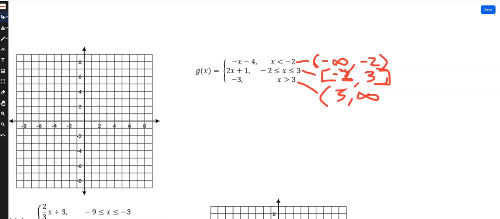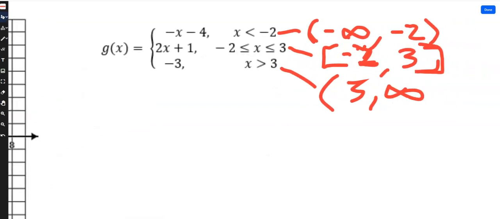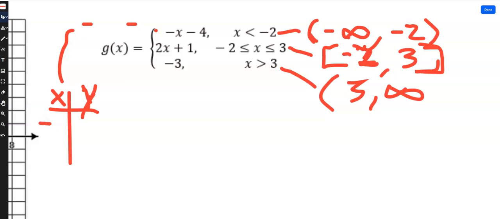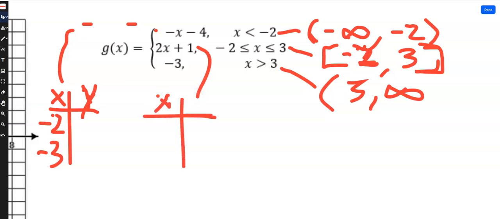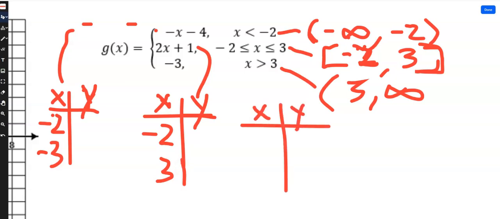And now we can start making our tables. So for the first one, I'm going to make my XY chart. We always start with the one they give me, which is -2, and then we want something smaller than -2, so -3. On the middle one, they give me both -2 and +3, so if they give you the values, use them. Don't argue. Just use them.